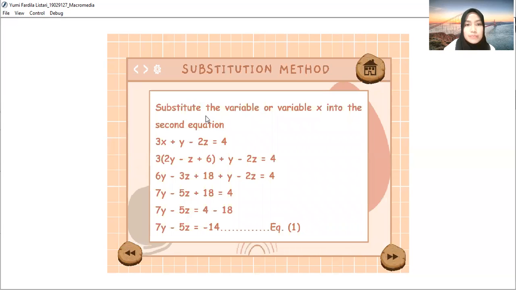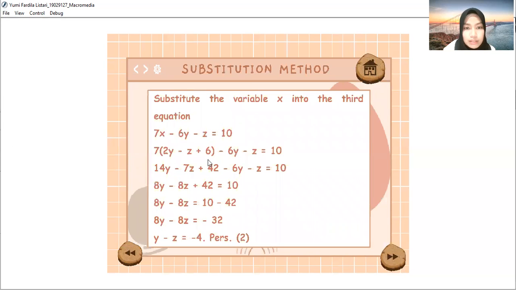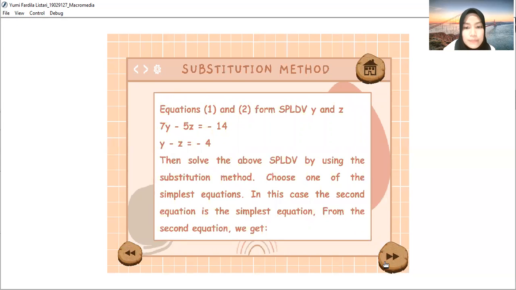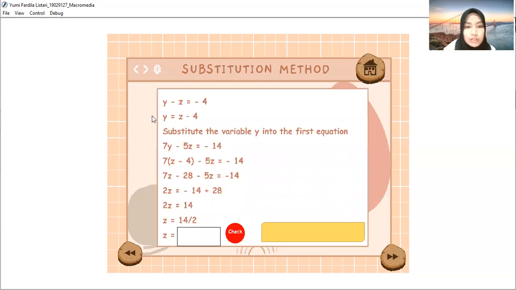This is the next part of the substitution method of the system of linear equations of three variables. The student can learn about the substitution method from here. The student can fill the blank space again. z equals 14 over 2. So z equals, the correct answer is 7, right? And if the student clicks the check button, the answer is correct.